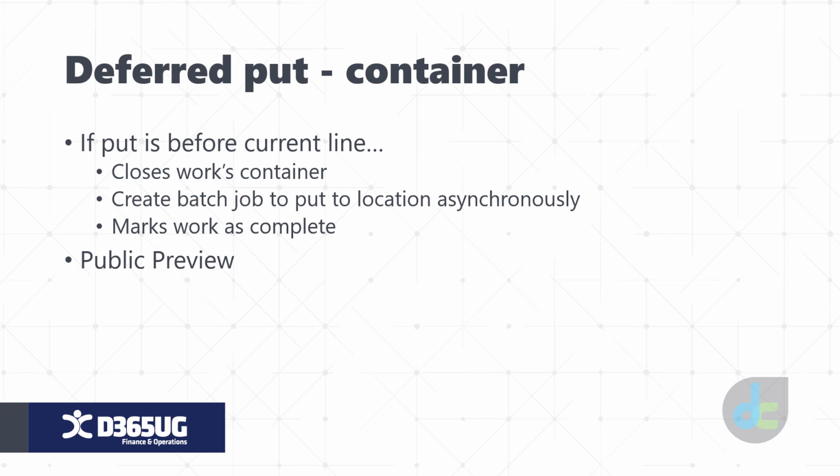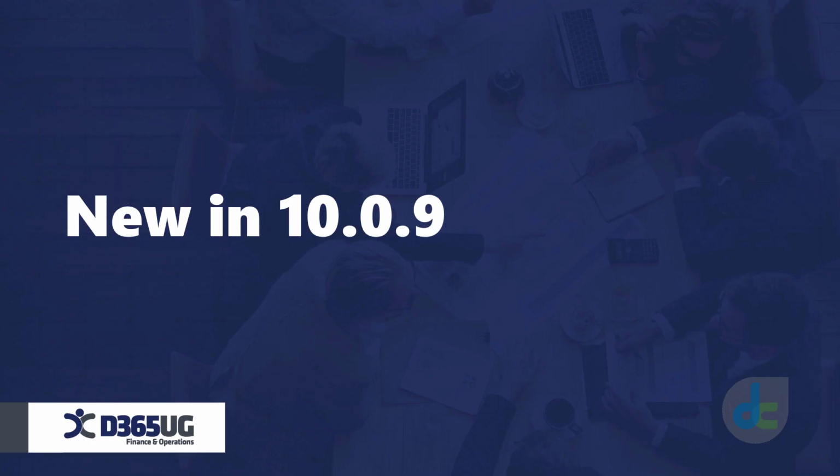Next, we have the deferred put for containers. With this feature on, if there is a put before the current line of the container, this will close the work for that container, create a batch job to put that container to a location asynchronously, and then mark the work as complete for that put. And again, this is currently in public preview, so there may be some bugs, or the functionality may change a little bit before it's fully released.